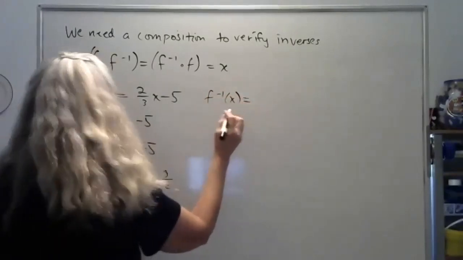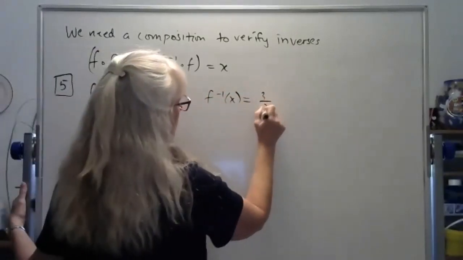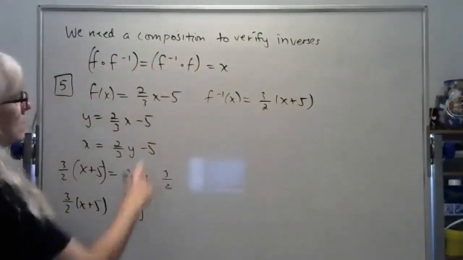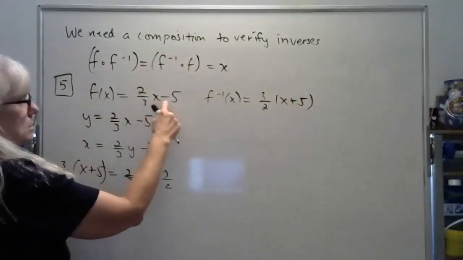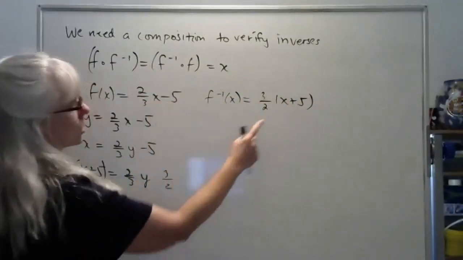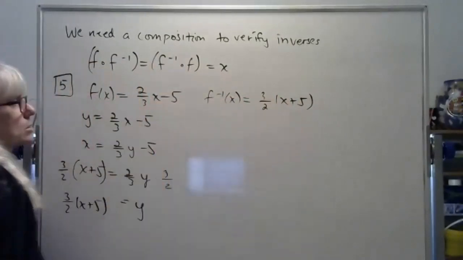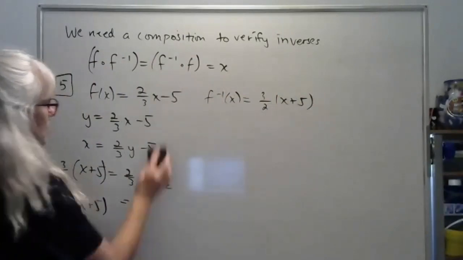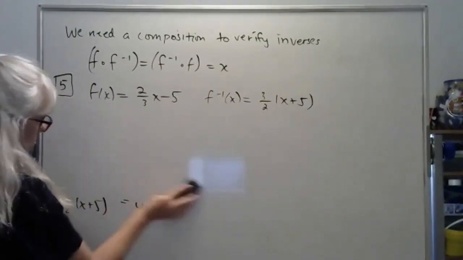Our inverse is 3/2 times x plus 5. And this should make sense, right? The input here, you would multiply by 2/3 and then subtract 5. So in the opposite order, you would have to add the 5 and then multiply by the reciprocal. So, okay, that's the first part. Finding the inverse should be second nature. You've done that before. But now what we want to do is to verify.